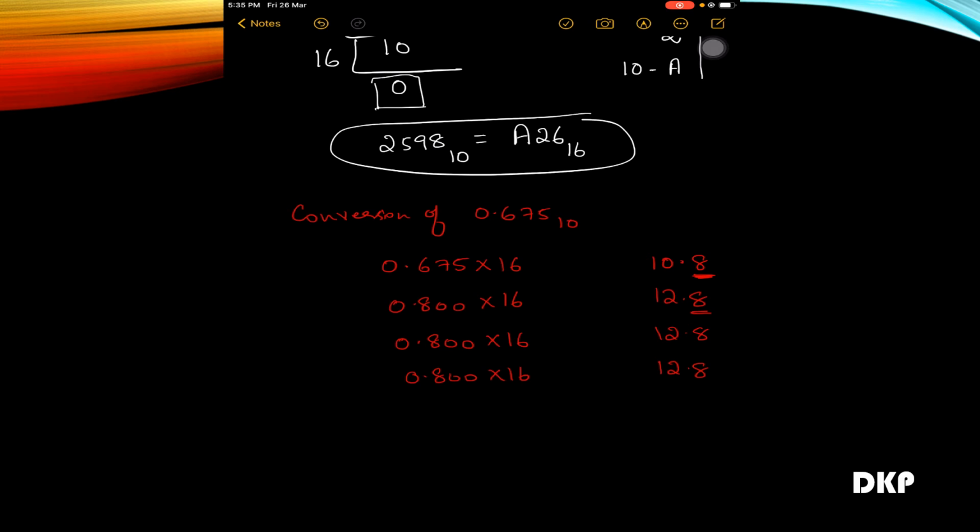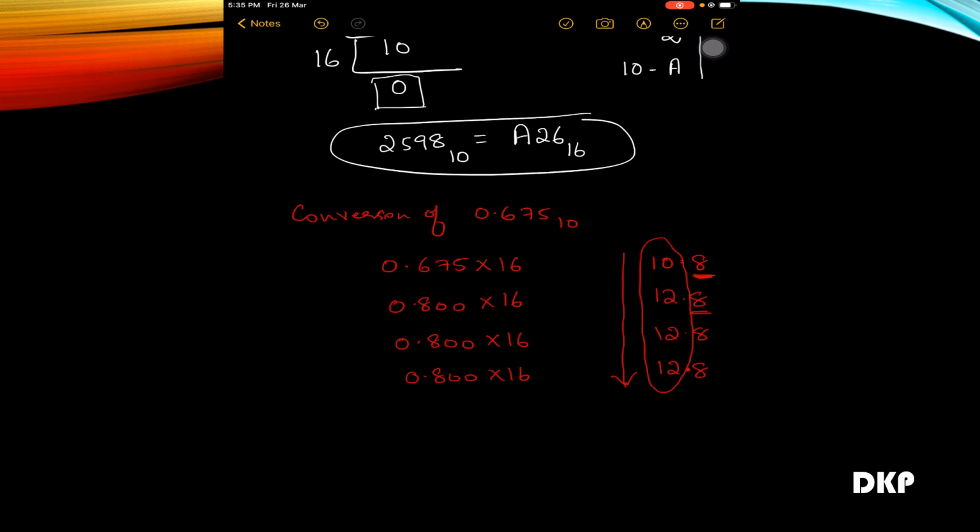Now what is the next step? You have to read the integer part. Which is the integer part? To the left of the hexadecimal point. That is the integer part. You have to read this integer part from top to bottom, that is, towards down.